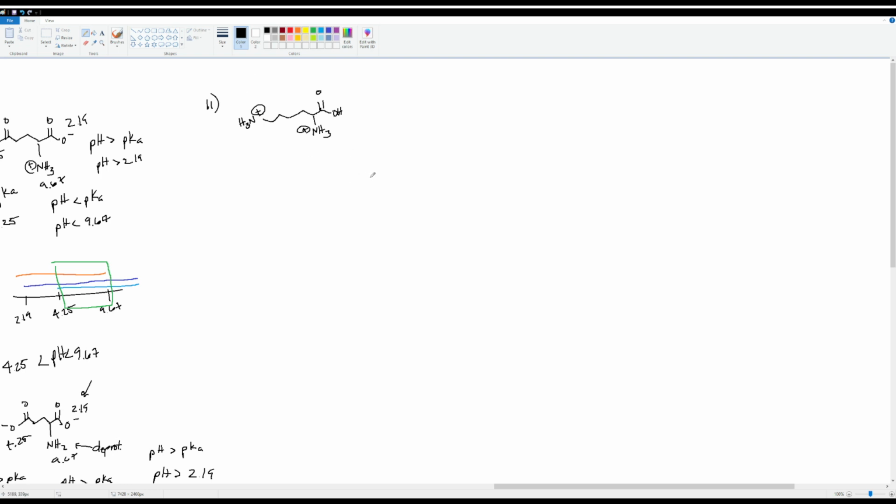Let me write your pKa's. So the pKa of lysine is 2.18 for the carboxyl group, 8.95 for the amino group, and the R group is 10.53. Now, at a pH of 1.5. Let's see. Let's start with the R group.